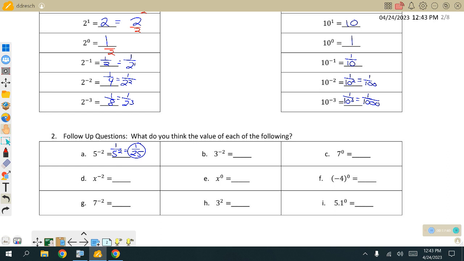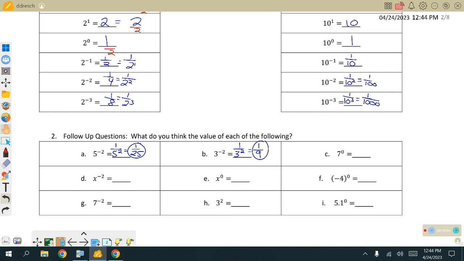How about 3 to the negative 2? What's that going to be rewritten as? 1 over 9 or 1 over 3 squared. Either answer is fine. Now, that's an easy one you can do in your head. I heard somebody say 9. 1 over 9 is completely fine. 1 over 3 squared is completely fine.